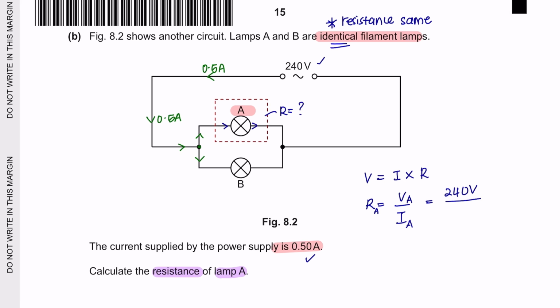However, the rule of current in a parallel circuit is that it will split. Since it is an identical filament lamp, it will split equally. So 0.25 and 0.25, and then join back together and it becomes 0.5. So the current received for lamp A is 0.25 ampere.